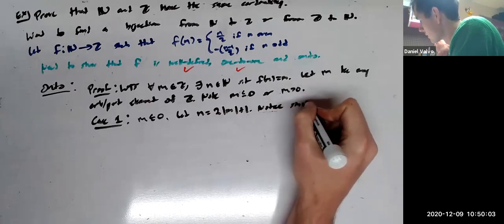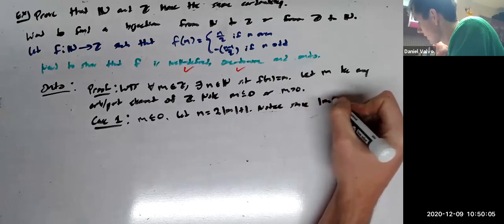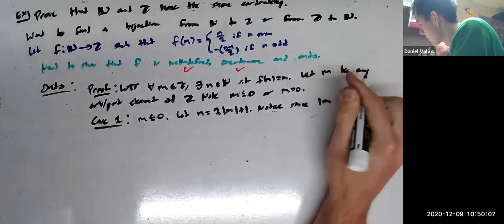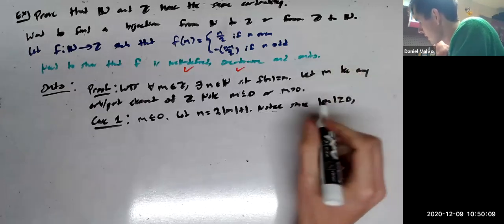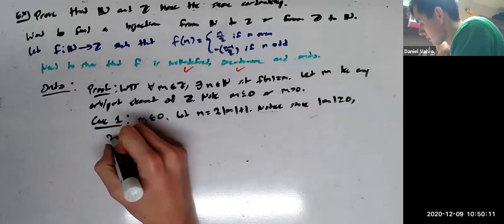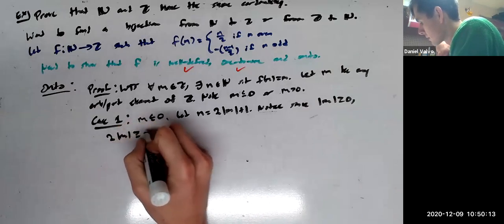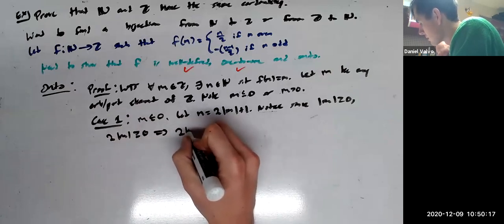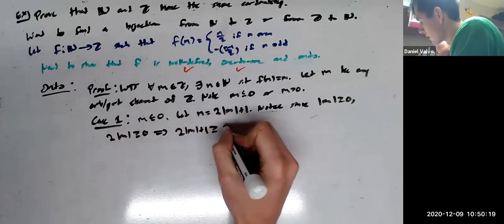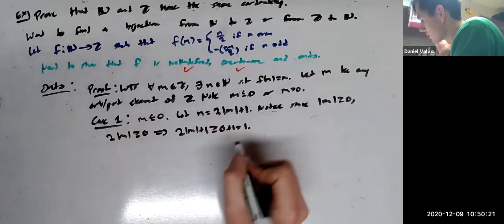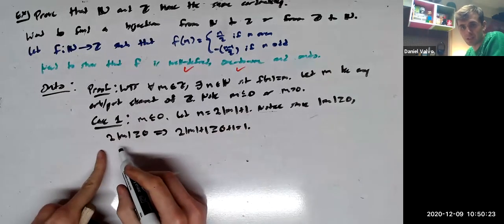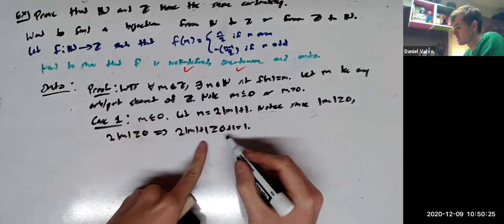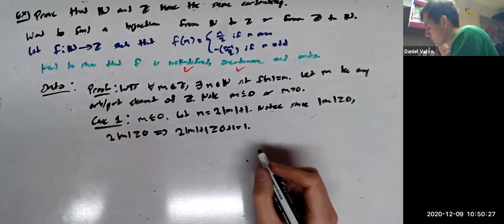Notice, since the absolute value of m is greater than or equal to 0, 2 times the absolute value of m is greater than or equal to 0, which implies that 2 times the absolute value of m plus 1 is greater than or equal to 0 plus 1, which equals 1. This is by multiplying both sides by 2, with 0 times 2, which is 0. This is by adding 1 to both sides.